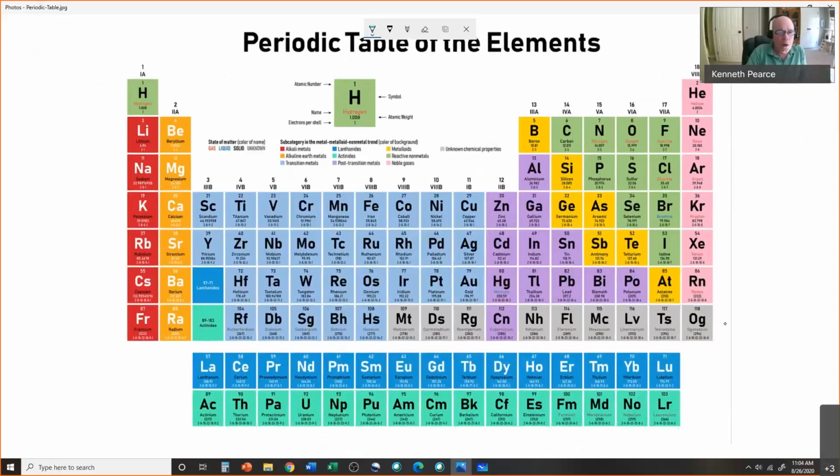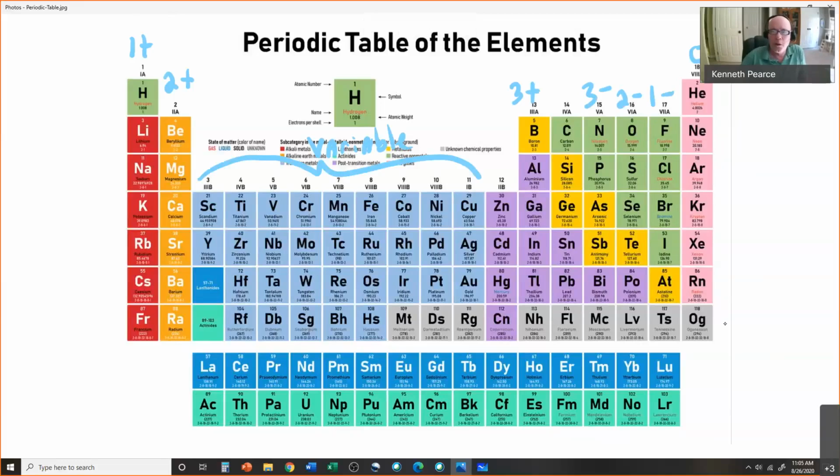And so the pattern, everybody in group 1A is 1 minus. Everybody in group 2A is 2 minus. And we skip all of these guys because these are variable. And then we go 3 minus. Whoops. Oh, I'm sorry, guys. That's 1 plus, 2 plus, 3 plus. And then we go 3 minus, 2 minus, 1 minus, and 0. Never mind, I misspoke. So it was 1 plus, 2 plus, 3 plus, 3 minus, 2 minus, 1 minus, and 0.